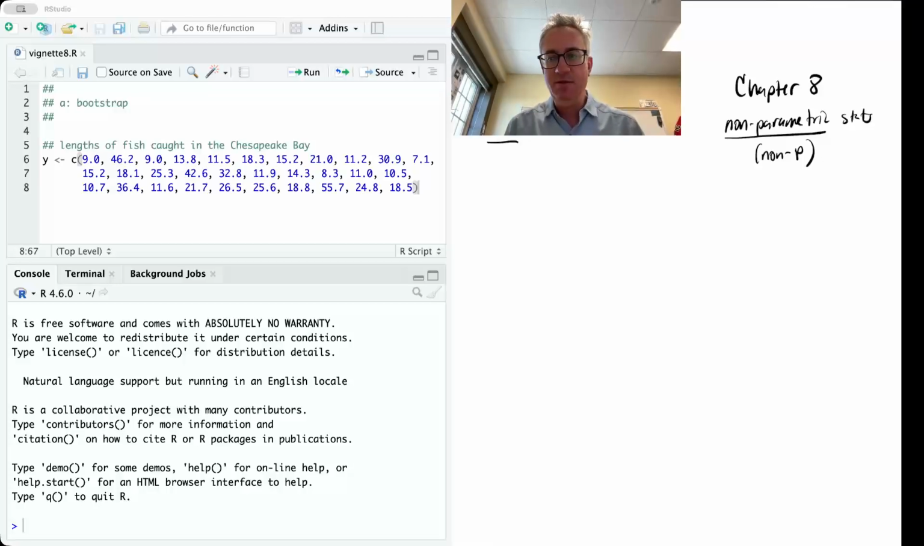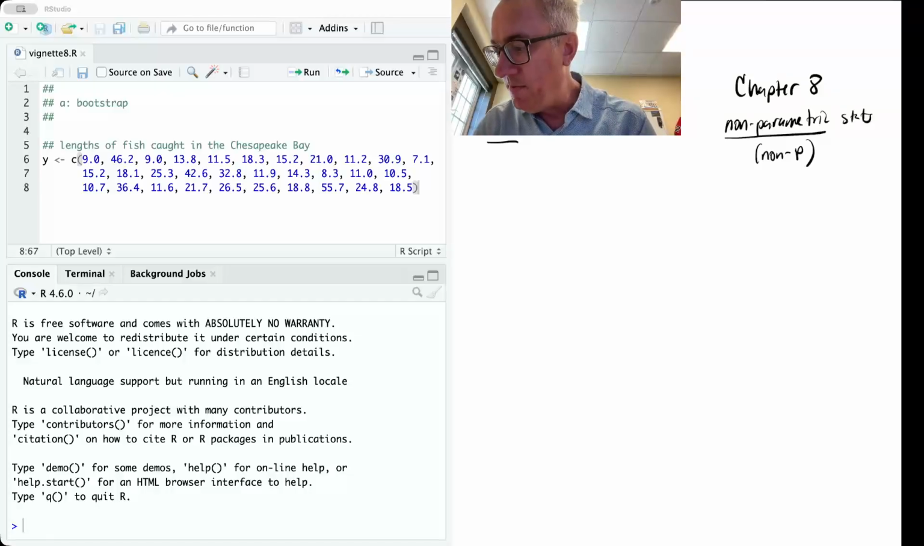Chapter 8 begins a new segment in the book on nonparametric statistics, or what I like to call non-P. Chapters 8, 9, 10, 11, and 12, so a lot of the rest of the book is on nonparametric statistics, but we're going to start easy today with the Bootstrap. Before we do that, though, I want to talk a little bit about what nonparametric really means.